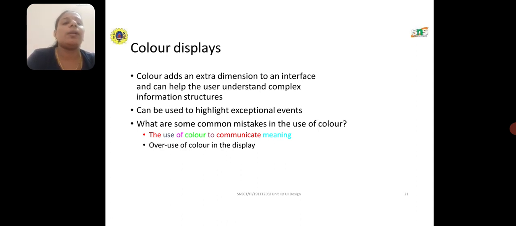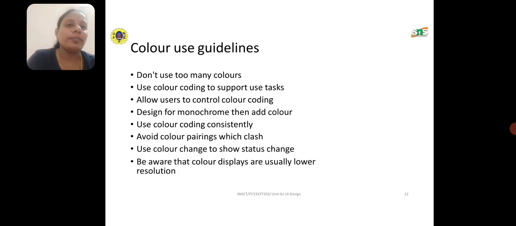What are some common mistakes in the use of color? The use of colors to communicate meaning, and overuse of color in the display. Color use guidelines: Don't use too many colors. Use color coding to support the user task. Allow the user to control color coding. Design for monochrome, then add color. Use color coding consistently. Avoid color pairings which clash. Use color change to show status change. Be aware that color displays are usually lower resolution.